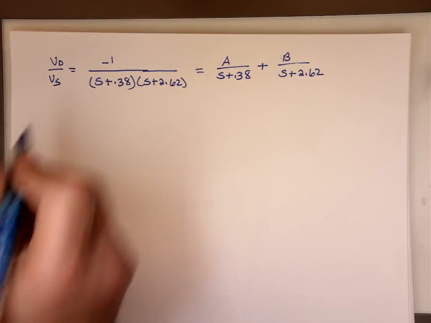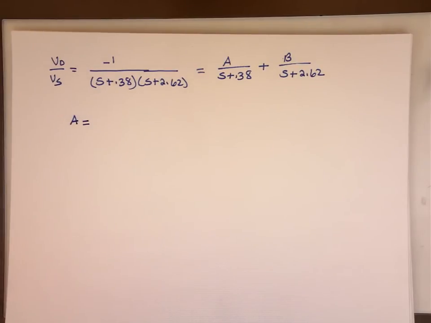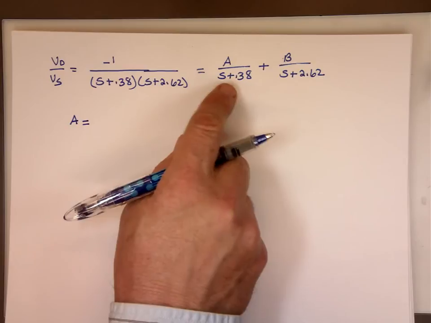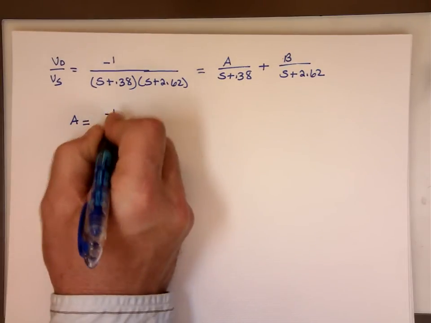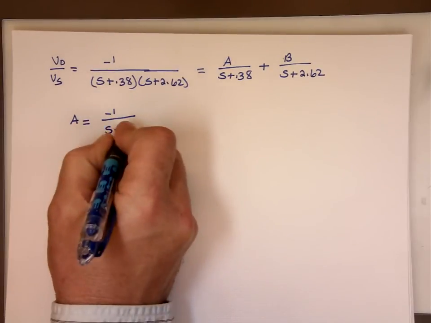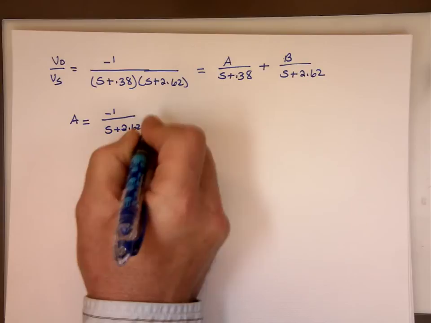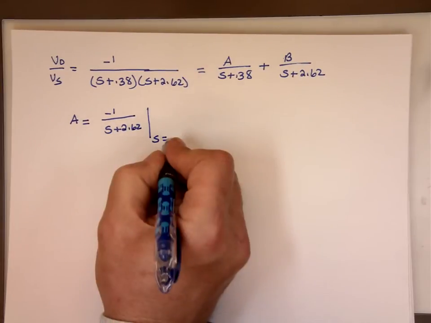So to find A, we can use our shortcut techniques. A is sitting on top of S plus 0.38, that's this piece. So it's -1 over, whatever this expression minus that piece. And you want to find that when S equals what? Negative 0.38.